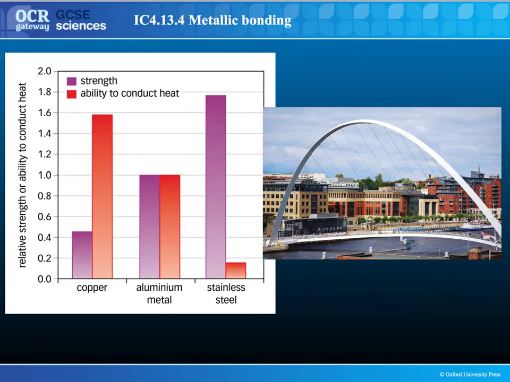constructing a bridge. And in this situation, you'd probably be talking about stainless steel, because the most important factor when constructing a bridge like this one, which is the Millennium Eye in Newcastle, is how strong that material is. How well it conducts heat is not that important. You're not making a saucepan, but if you were making a saucepan, you'd probably choose copper.